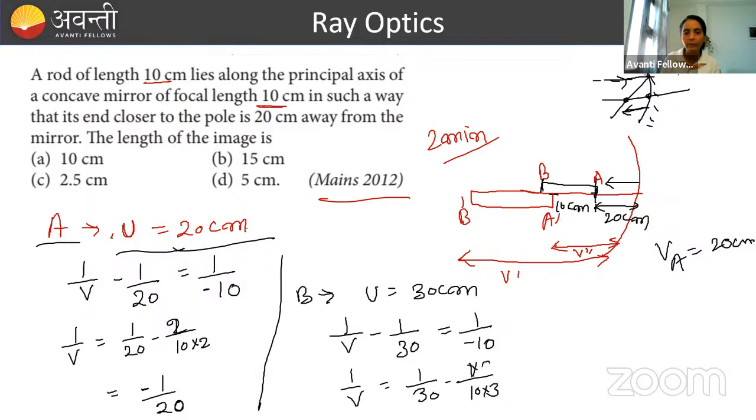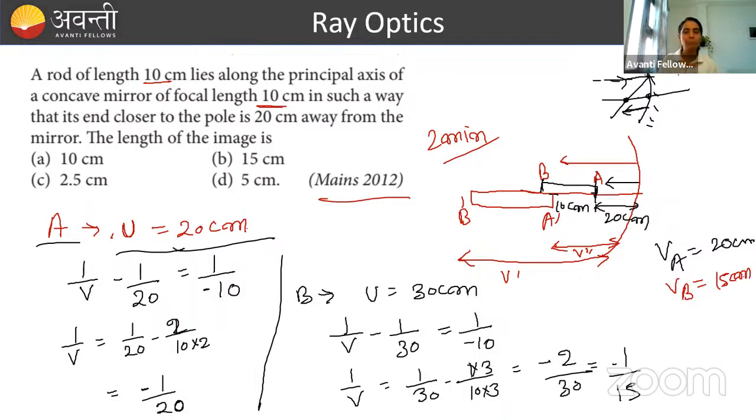इसको solve करने के लिए मैंने ऐसे किया. So this is minus 2 by 30. That is equal to minus 1 by 15. ठीक है? So VB is equal to how much? Minus 15. Yani ki minus sign means it is getting measured in this direction. Okay. So absolute value of VB is 15 cm.